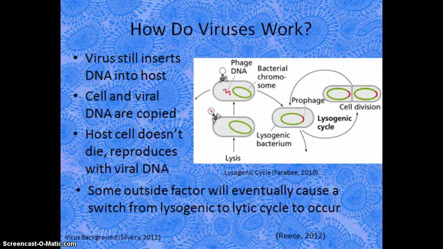The other viral cycle is known as the lysogenic cycle. In both viral cycles, the cell receives the DNA from the virus, and the cell and viral DNA are both copied. However, in the lysogenic cycle, the host cell does not die and reproduces with the viral DNA. But eventually, some outside environmental stress will cause the lytic cycle to happen, even if the lysogenic cycle has been occurring for countless decades.